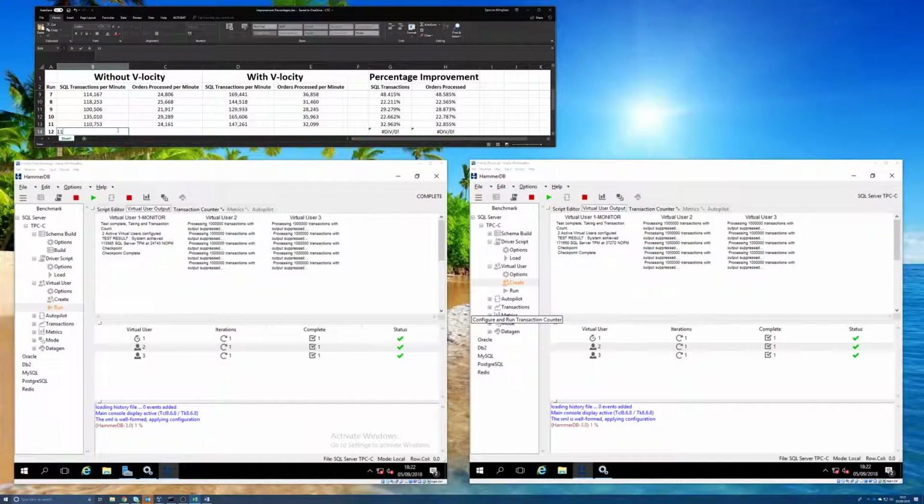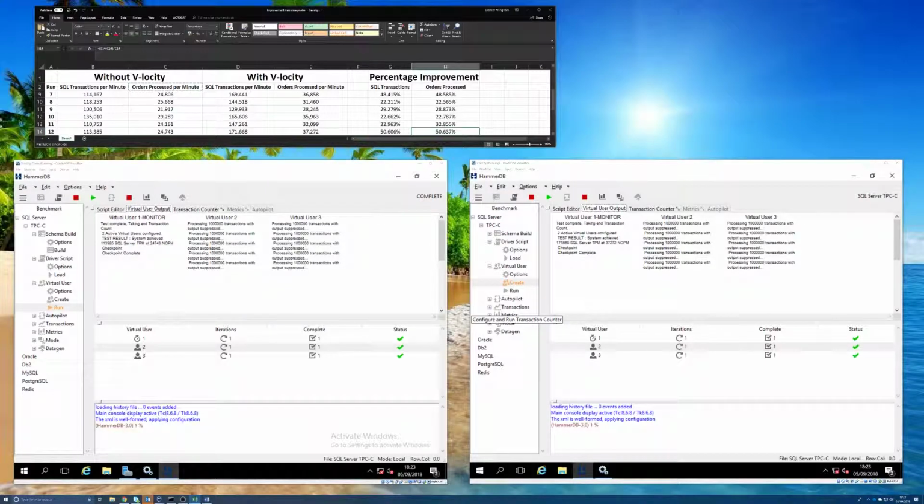So we've got 113,985 SQL transactions per minute, and the number of orders processed per minute was 24,743. And on the machine with velocity active this time, it was 171,668 SQL transactions per minute and 37,272 orders processed per minute. Wow, an even bigger increase that time.